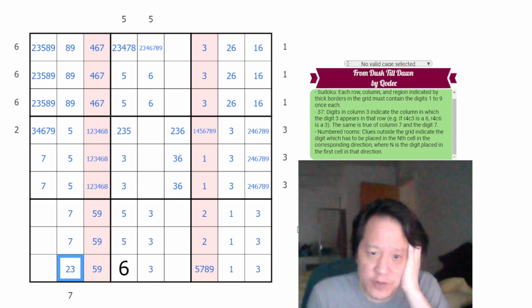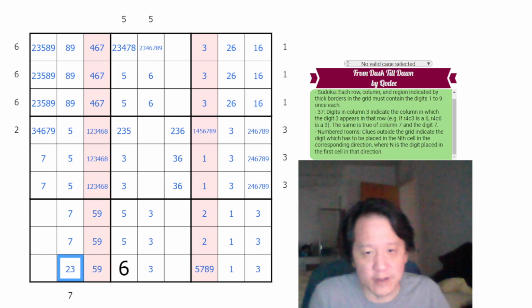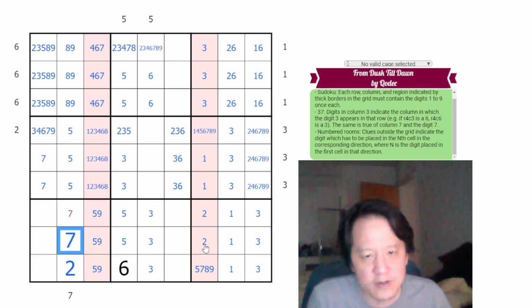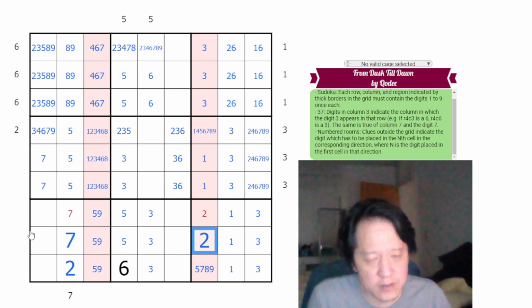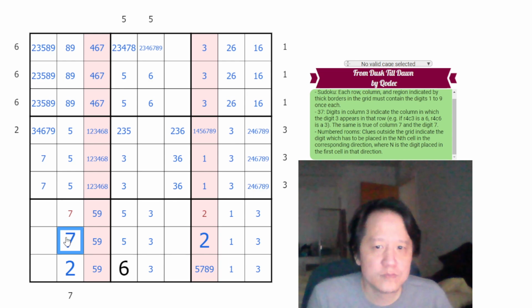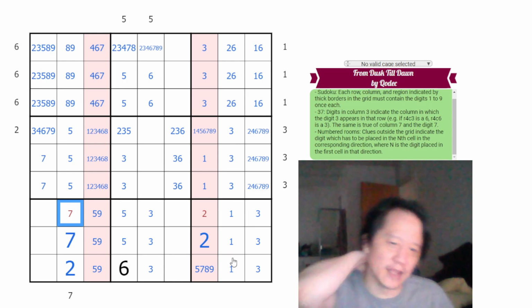Maybe we try filling things in and see if we break anything. So this is 2. Let's say this was 2. This would have to be 7. So then this would be 2, right? Because it would be in the second column. I don't think this breaks anything.